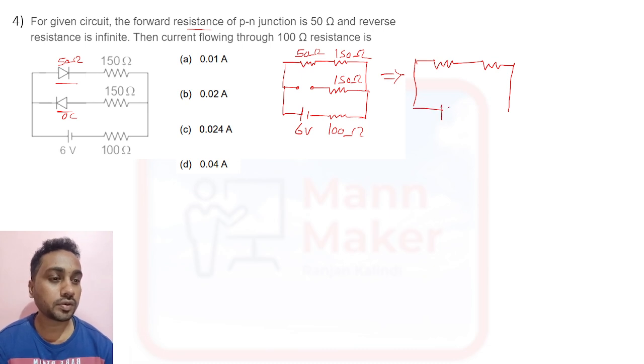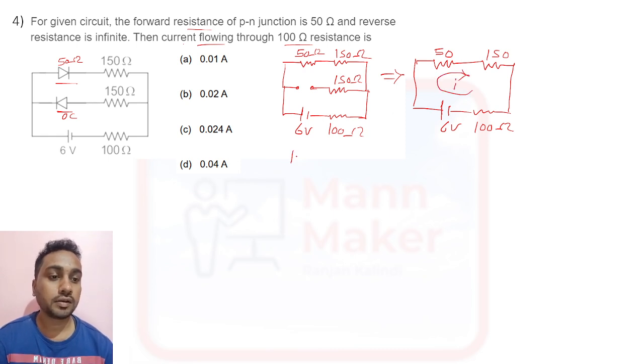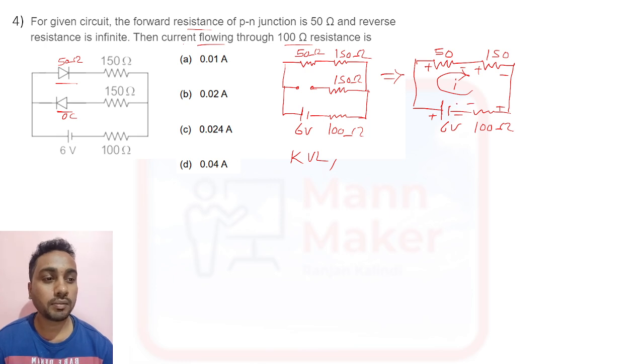This is open circuit, so current will not flow here. This is open circuit, so it is not required because current will not flow here. So we can remove that one. This is 100 ohm. This is 6 volt. This is 50 ohm, and this is 150 ohm. Okay. So now we have to find the current flowing through 100 ohm resistance. So we will apply KVL here. This is plus, this is minus, this is plus, this is minus. So we have to go like this.